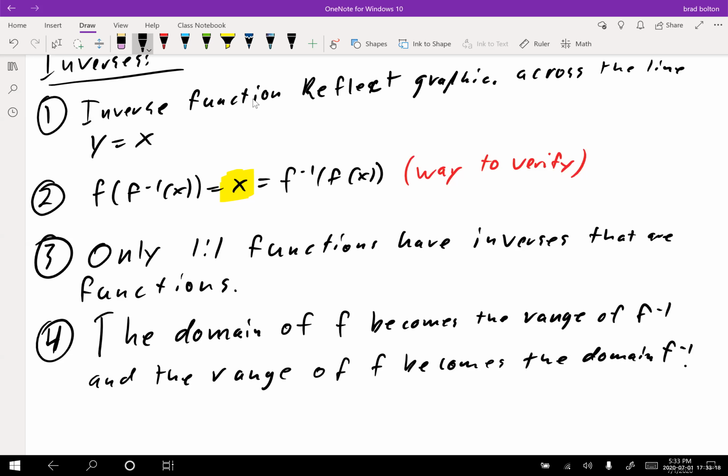Inverse functions, you've already been using them a lot. Whenever you cancel out a square root with a square or something like that, you've been using inverse functions in a way. You've been using compositions of functions also before, even before the previous video. So this is just some stuff about inverses.